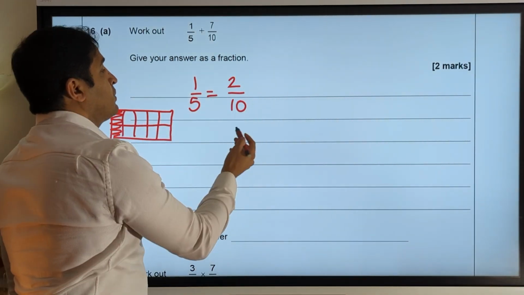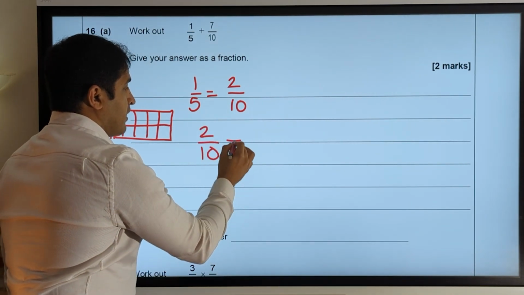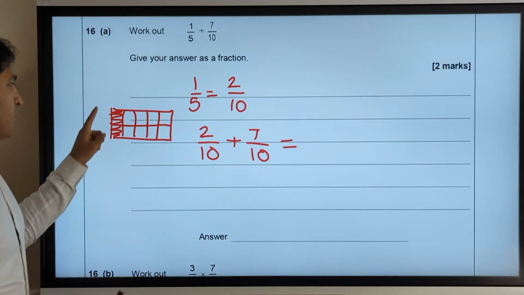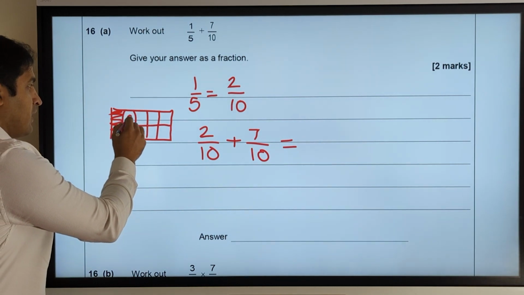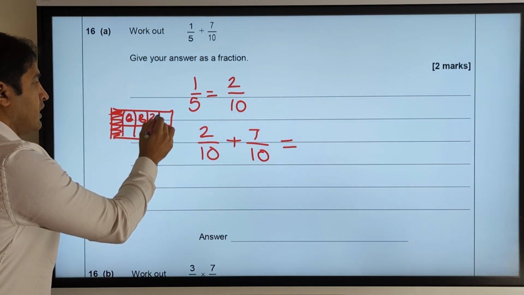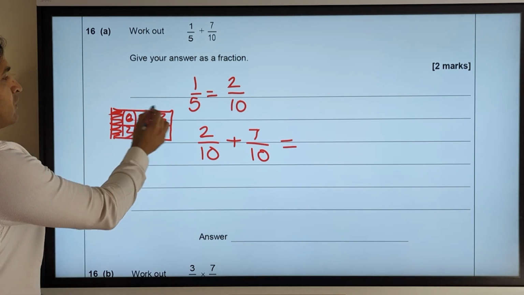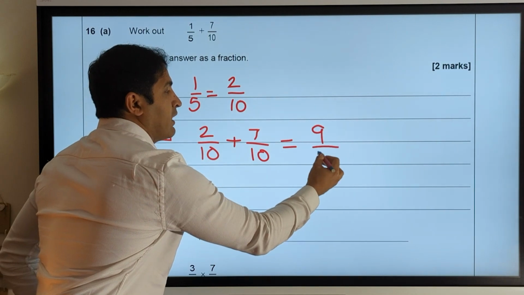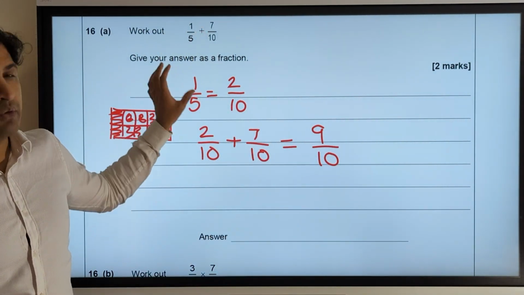So if I'm adding those two together, then I will need to add 1/5, which is 2/10, plus 7/10. So if I have 2/10 plus 7 of these 10ths again, I can count 1, 2, 3, 4, 5, 6, and 7. So how many 10ths do I have? I now have 9 10ths. And that's why you don't add the denominator. It's 9 lots of 10ths that you get when you add those two together.